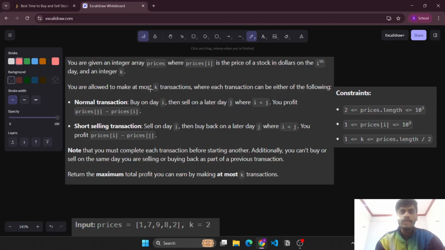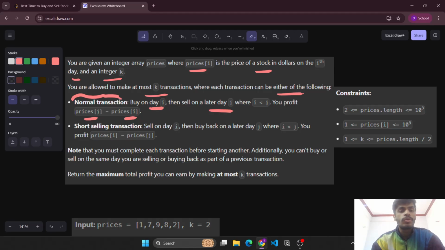So the problem states that we are given an integer array prices where prices[i] denotes the price of a stock in dollars on the ith day, and we are also given an integer k. Now we are allowed to make at most k transactions, where each transaction can be either of the following. Either we can do a normal transaction, that means we buy on day i and then sell on a later day j. Then the profit will be prices[j] minus prices[i].